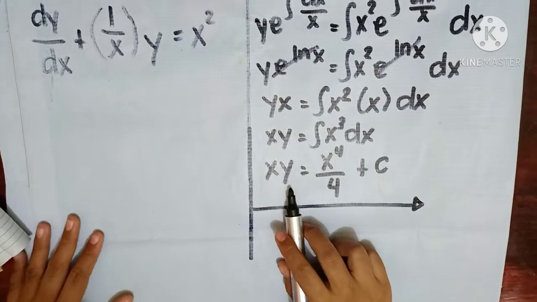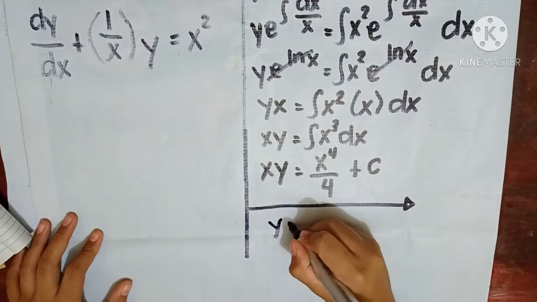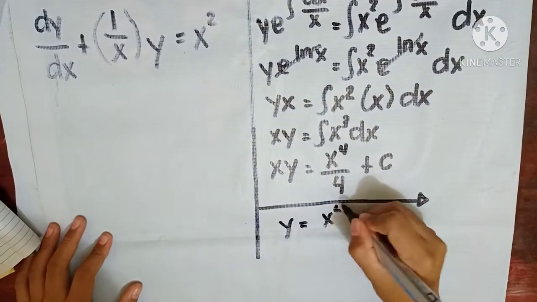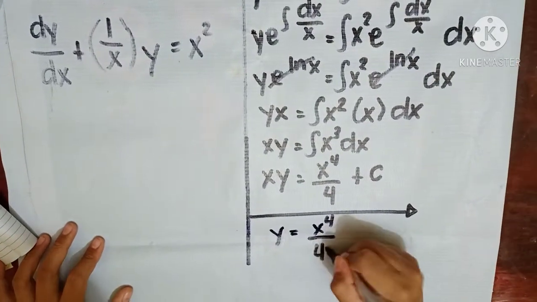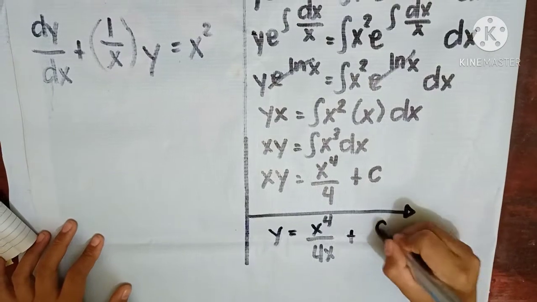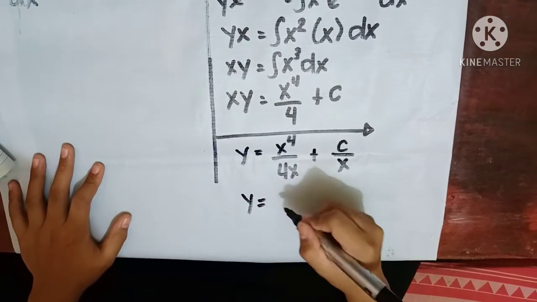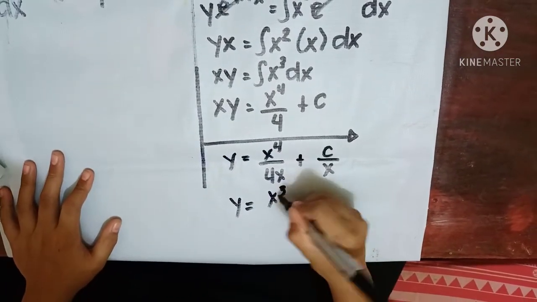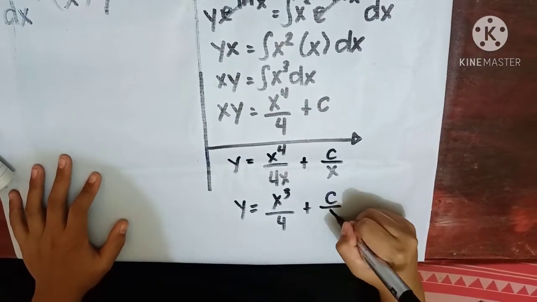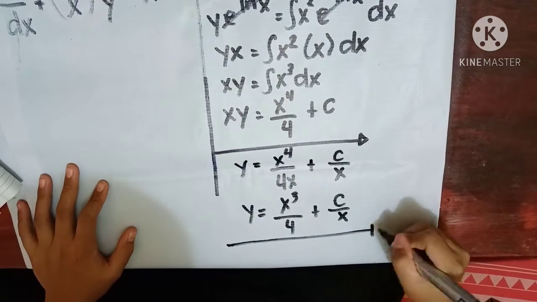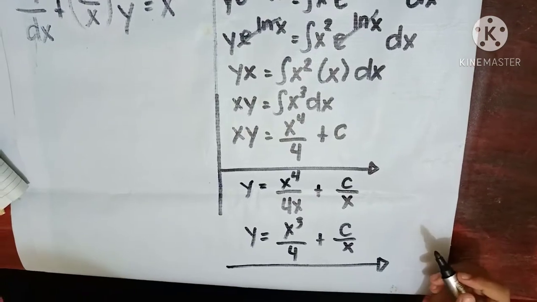But sometimes this can be expressed in y. So we have y equals x to the power of 4 over 4x plus c over x. Simplifying, we have y equals x cubed over 4 plus c over x. So this can still be the answer for the given linear differential equation.